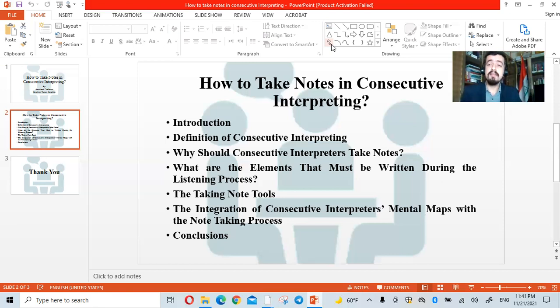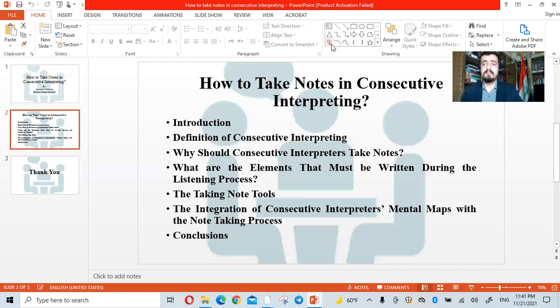Because if you are going to write down the notes in Arabic, this means you are going to carry out two types of translation at the same time. Outside translation for the Arabic word that you have written, because you are going to translate it from Arabic into English in your mind, and then you are going to produce a message which is called consecutive interpreting based on the notes that you've written in the note-taking process.